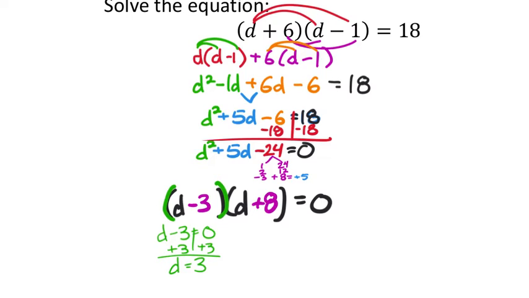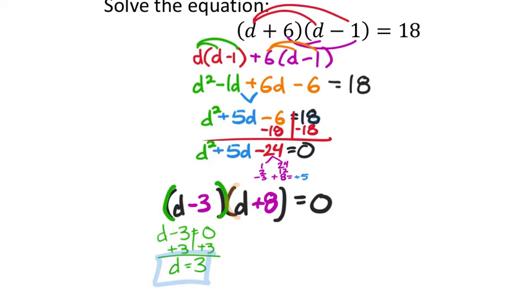Would that have worked in the original equation? So that'd be 3 plus 6, which is 9. And then 3 minus 1 is 2. 9 times 2 is 18. Yeah, that checks out. All right, it's a good start right there. D would equal 3, but what about the other one there?